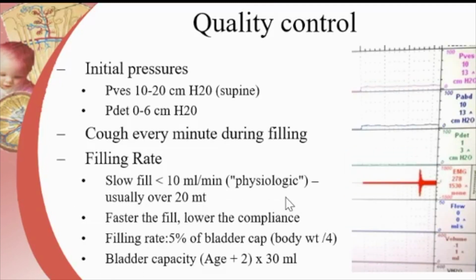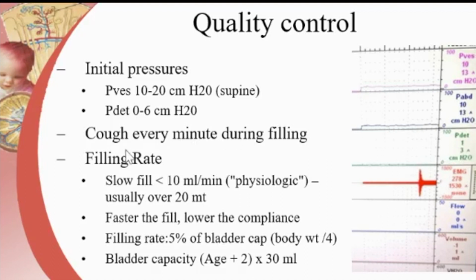Coming to some points of quality control, the initial pressure is not zero. The initial pressure is something, the intra-abdominal pressure is there, so that is reflected in the bladder also. So the initial vesical pressure is something like 10 to 15 centimeters of water. That's quite normal, to have an initial pressure of 10 in the vesicle, maybe 10 in the abdomen also. That gives a subtraction of 0 to 1 in the detrusor.